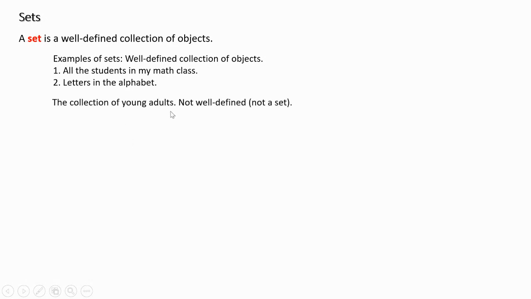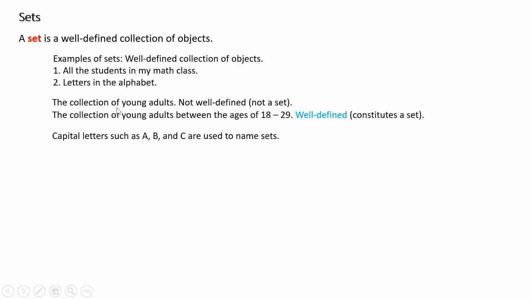The collection of young adults, you see that's not a well-defined set. Why? Because there's no defined, what are young adults, from what age? So this is an example of a not well-defined set. But if we say the collection of young adults between the ages of 18 to 29, well, now that's well-defined. So this is a set.